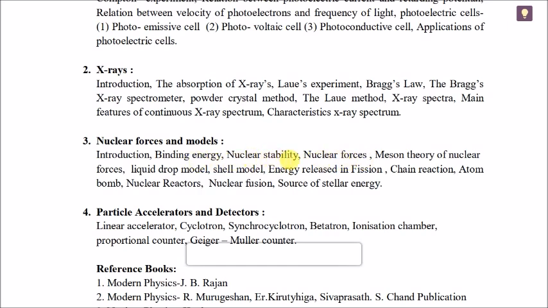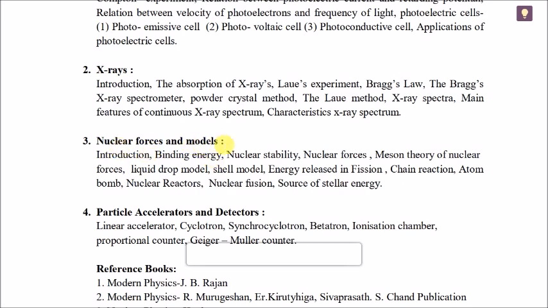So how the nucleus is stable, and what energy is required to bind that nucleus, that is called binding energy. Then how stable that nucleus is, and what forces are present in that nucleus, that is the nuclear forces. Then the Meson theory of nuclear forces. This theory is related to how these nuclear forces are generated, and that will be discussed by this Meson theory of nuclear forces. This is about the nuclear forces.